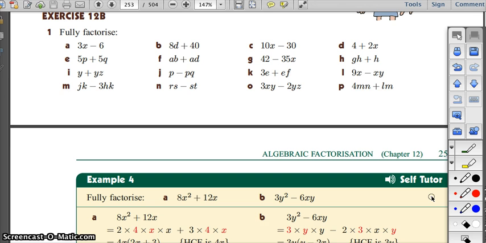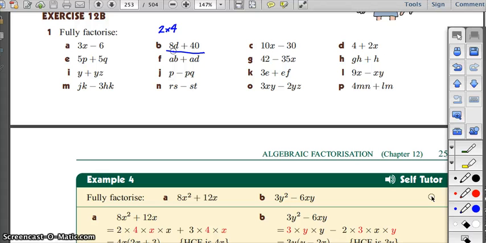12B. They're asking us to fully factorise. What's the sort of process we go through here, Harry? Can you remember the process we go through here? Set them out. Yep, good. Yep, set them out, expand them all out. Good. And let's go with this one here. 2 times 4. We could do 2 times 4. Gives us 8. I don't know how to get 40 though.